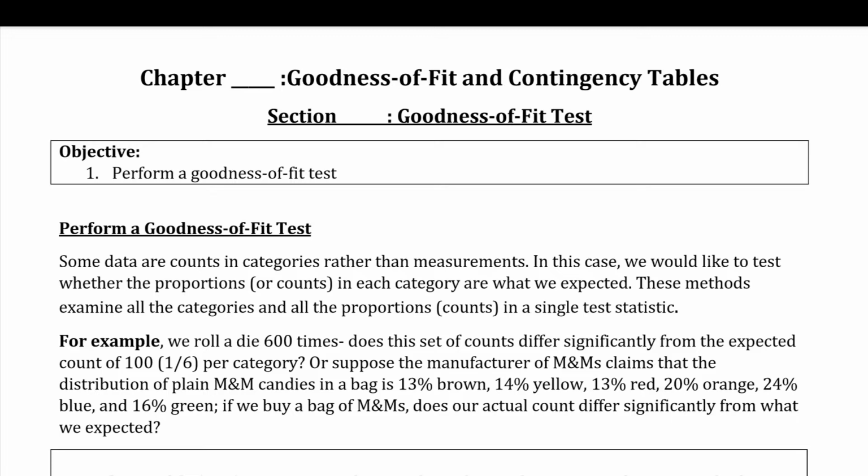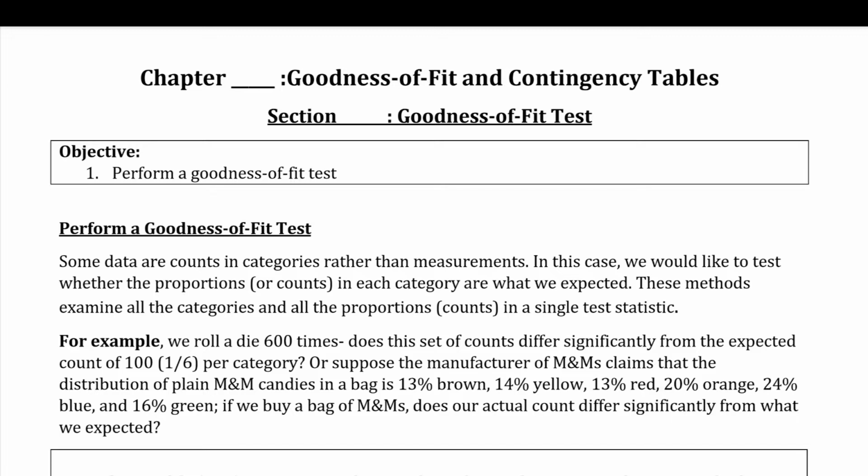Okay, so what are we talking about here? For example, we roll a die 600 times, right? The question is, does this set of counts differ significantly from what is expected? What do we expect to occur?